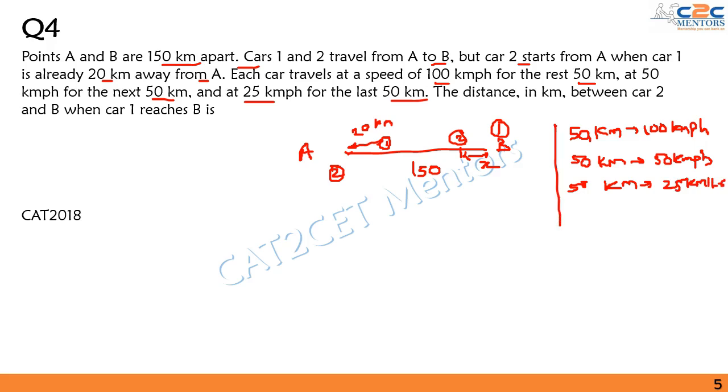Now, time required to travel 50 kilometers at 100 kilometers per hour is 0.5 hours. Time required to travel 50 kilometers at 50 kilometers per hour is 1 hour. And time required to travel 50 kilometers at a rate of 25 kilometers per hour is equal to 2 hours. Hence, net time required to complete this entire lap is going to be addition of all of this, or 3.5 hours. I hope it is clear till now.